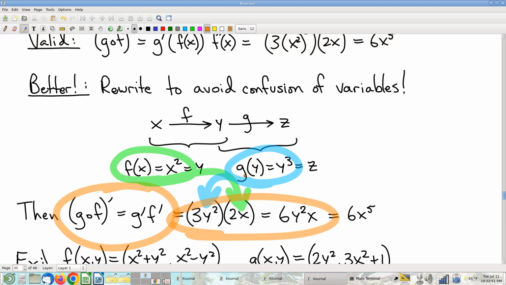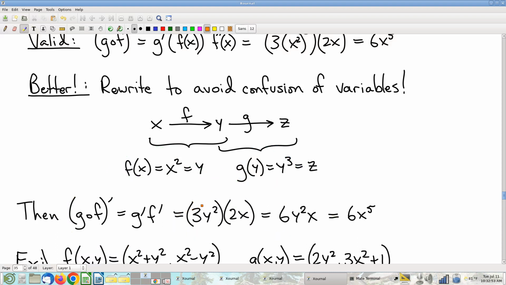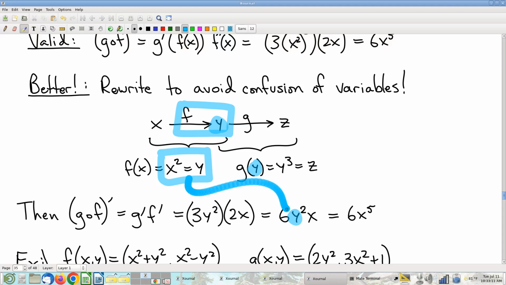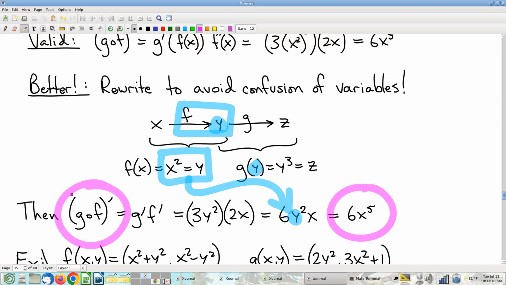And now notice, I don't have a wrong answer yet. I just have one more thing to be computed. There's that y standing there. That y is the input variable to G, which means it's the output from F, which means it's x squared. And if you plug that in, then just as we should, we get the right answer. 6x to the 5th. Is everybody on board?